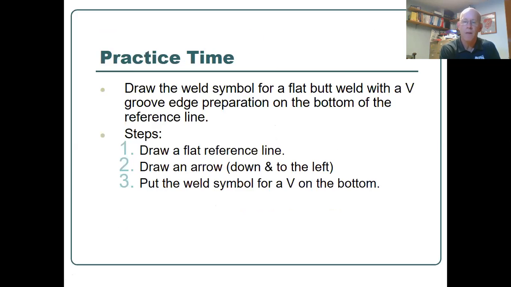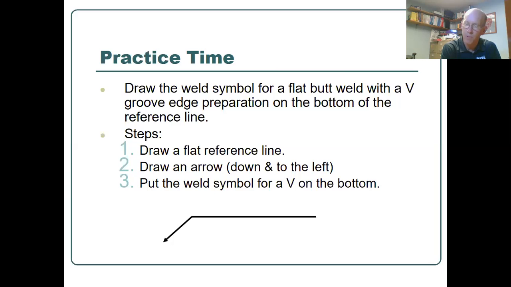So let's practice. What are the steps for drawing a weld symbol? And it goes on A below 3A. For a V, we're going to do a V groove. So draw your flat reference line. So it's going to look something like that. Draw your arrow. Let's go down and to the left, since that's the way I'm drawing it. Okay. And then where would you put the V if we're going to put it on the bottom?